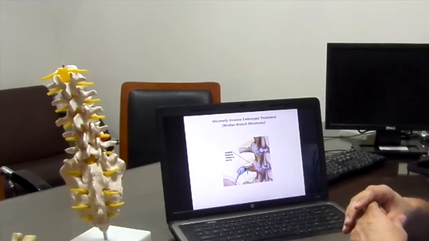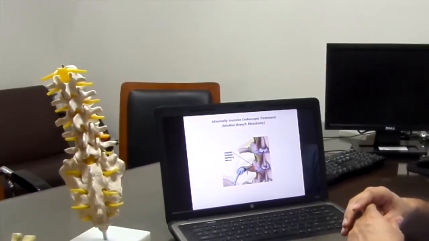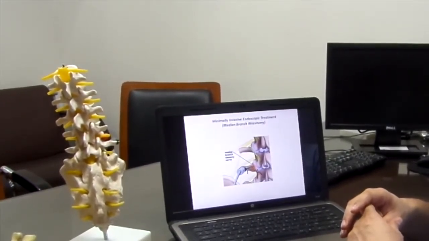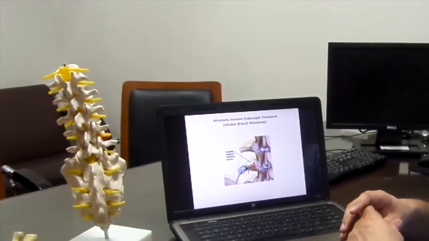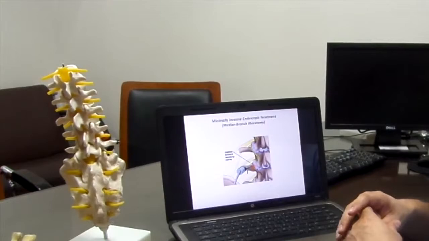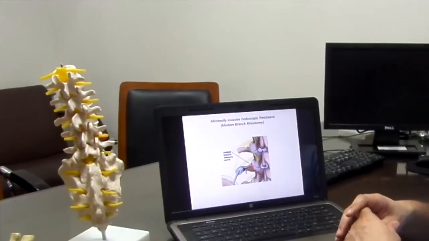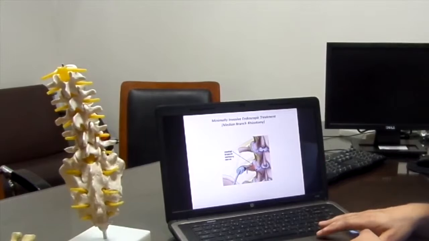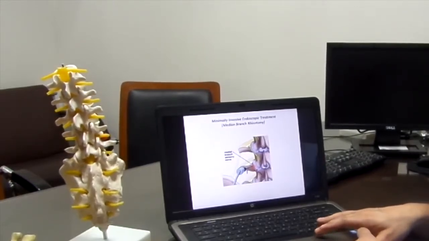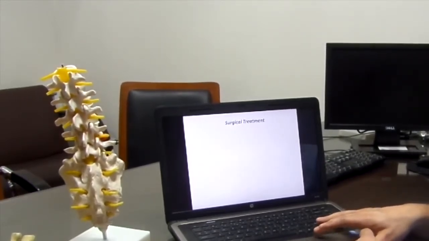By ablating, we mean that the currents are stopped. So this type of procedure is very effective, especially when the patient has responded initially very well to the spinal injection procedure, and this can give a reasonably long relief from symptoms from a few years to several years. So this is one of the most modern treatments to help patients recover from facet joint pain.